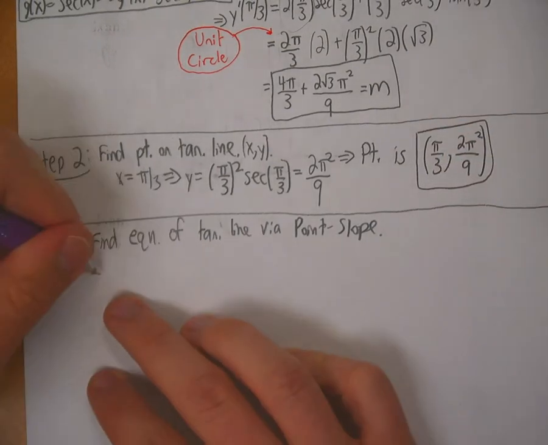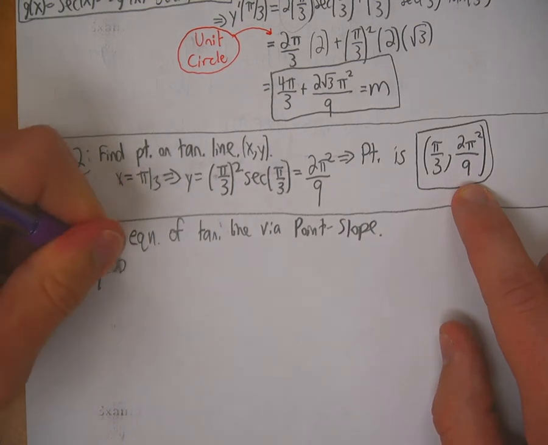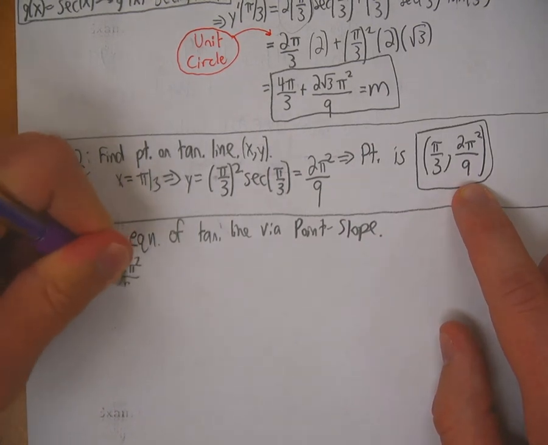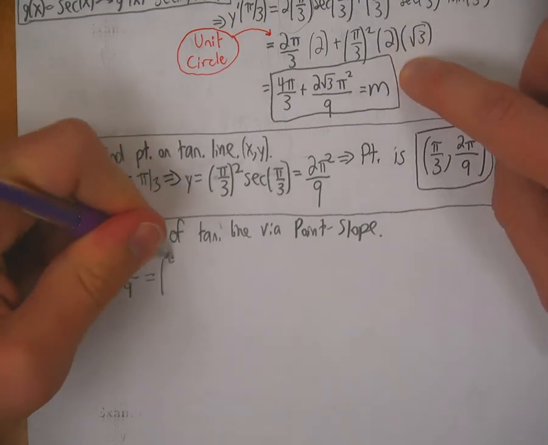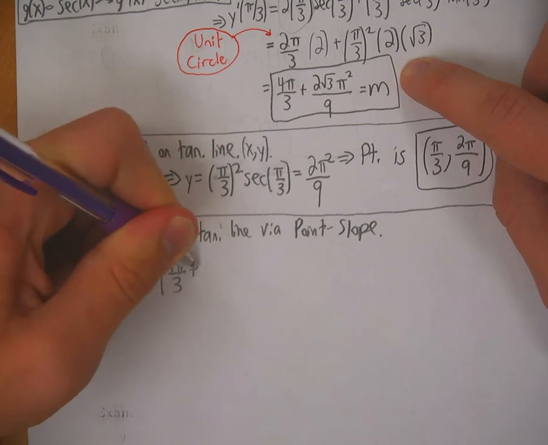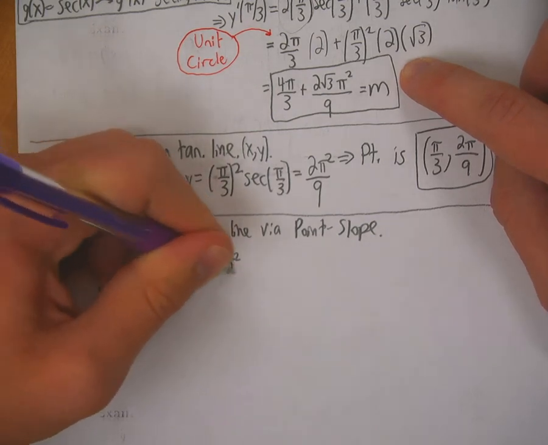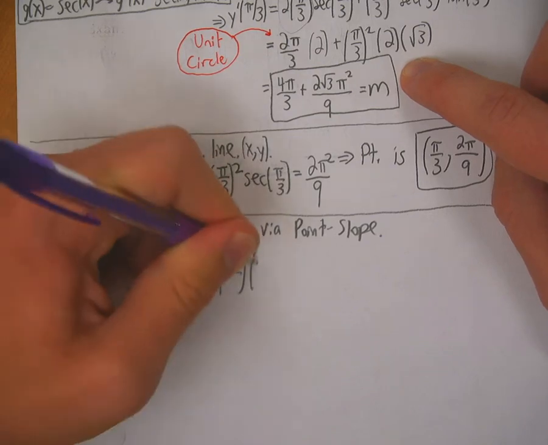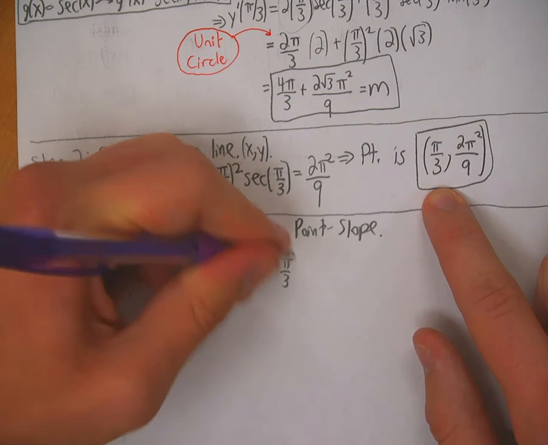Okay. So in this case, we got the slope and we got the point. So all you have to do is just say y minus the y-coordinate. So we have 2 pi squared over 9 equals the slope, which is this beautiful expression, 4 pi over 3 plus 2 root 3 pi squared over 9 times x minus the x-coordinate, so pi over 3. Alright?